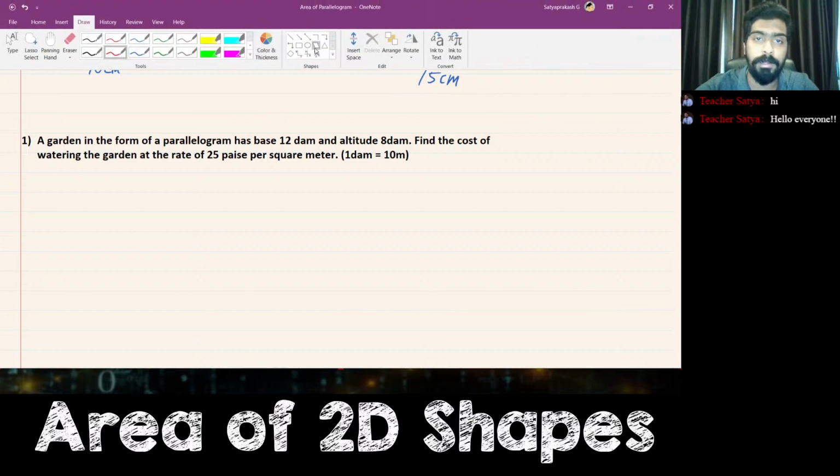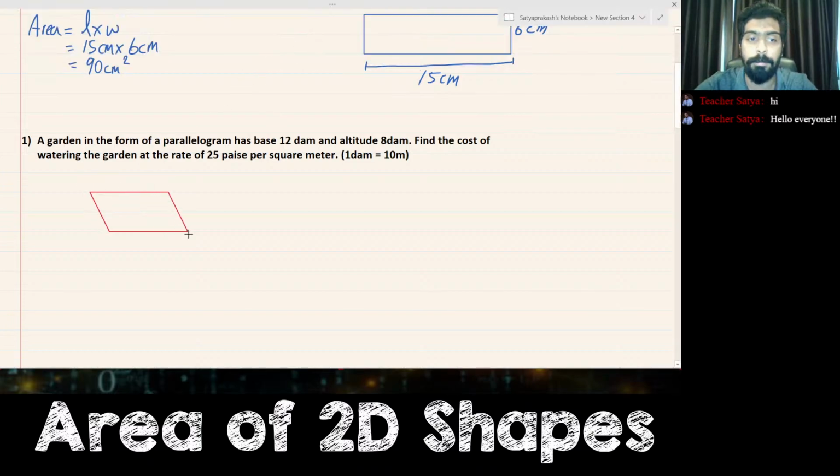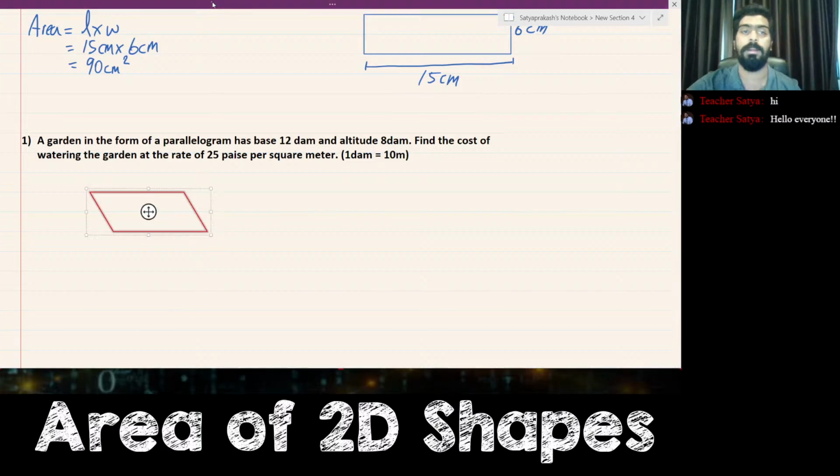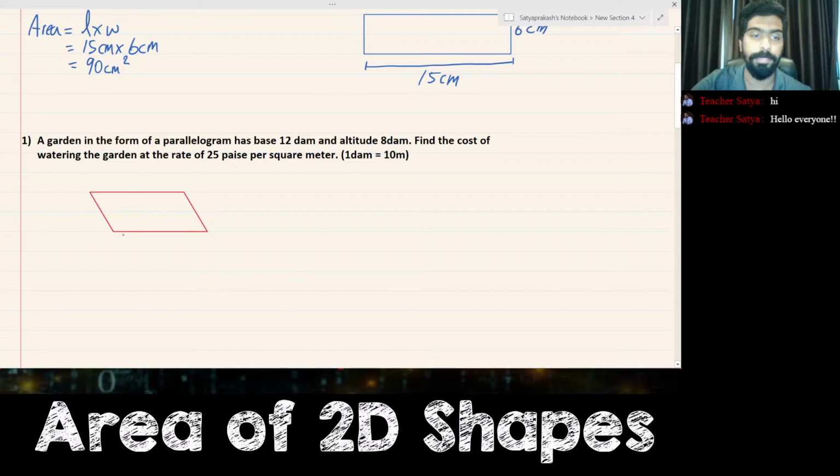Step number 1, let me start off by drawing a parallelogram. Here we have a parallelogram where the base is 12 dam. Dam is the short form for decameter. Altitude means height, and we know that the altitude is equal to 8 dam, and that it costs 25 paise per square meter.